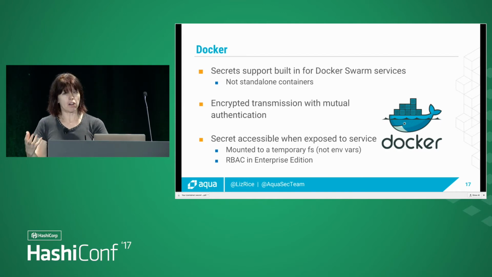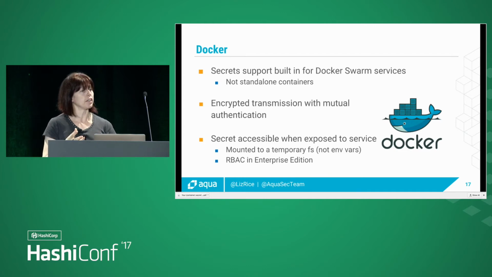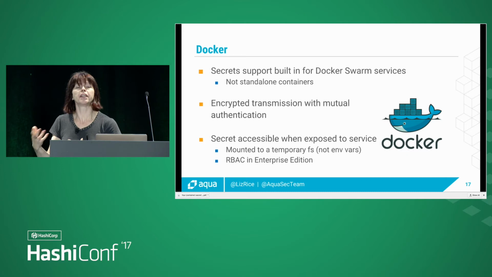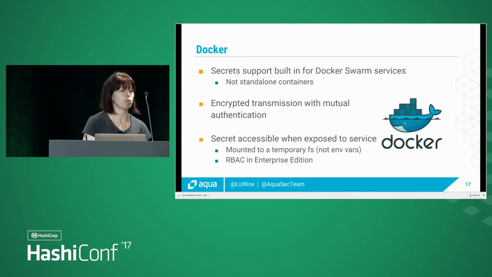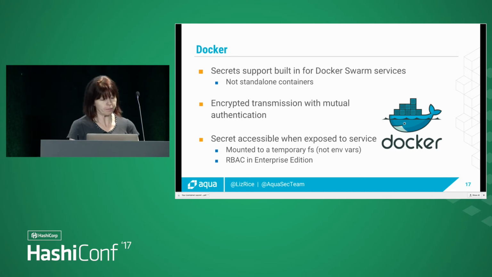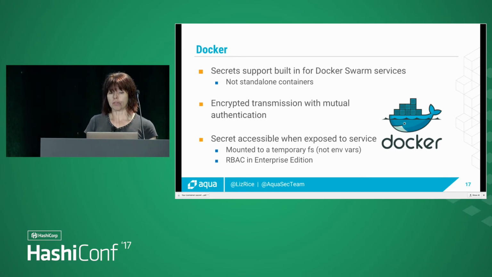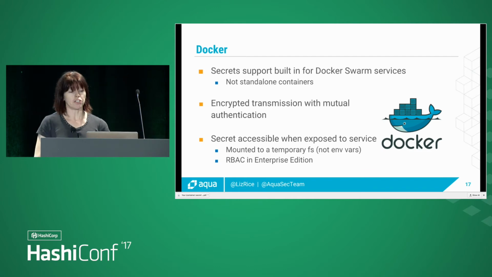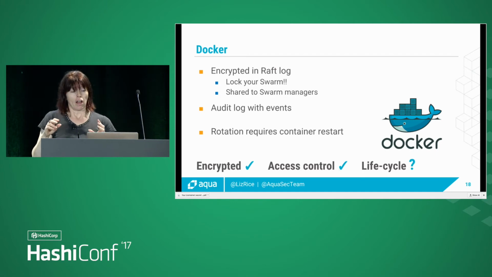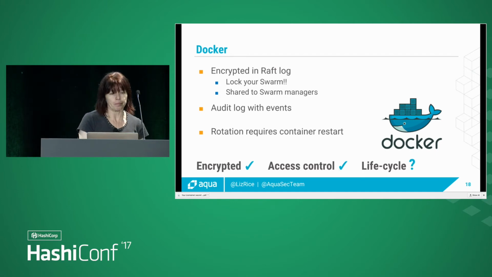Docker only supports the file system or the volume method for getting secrets into the containers. I think they're very opinionated about not using environment variables for the logging reason, which is a completely valid opinion to hold. In terms of the access control, if you're using the Enterprise Edition, they do have role-based access control. And they also have things like the audit log solutions baked in.